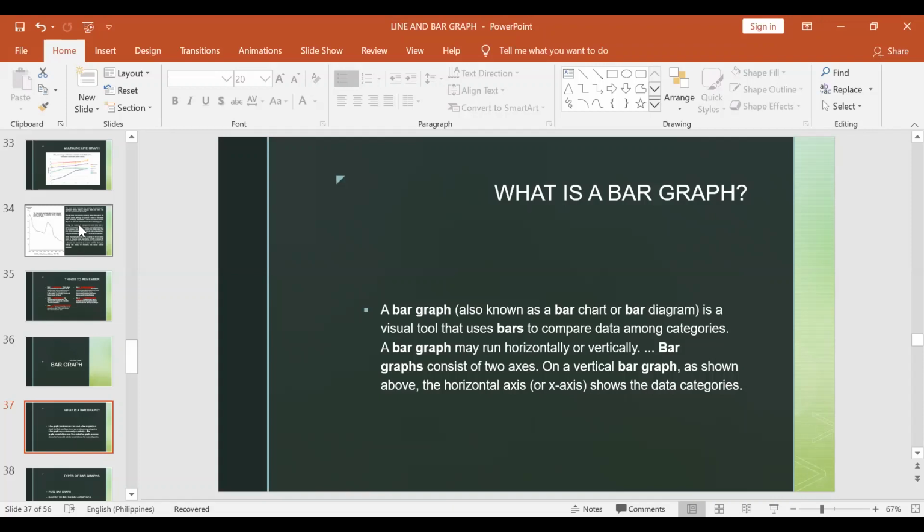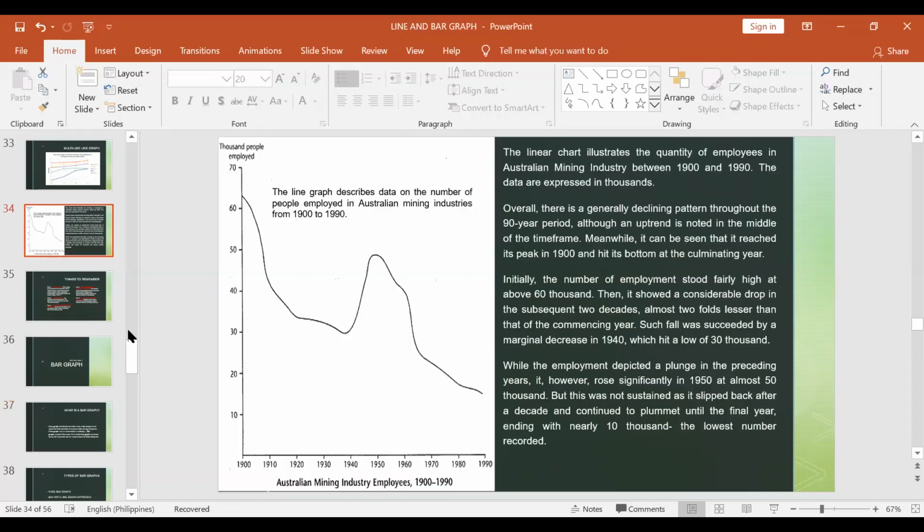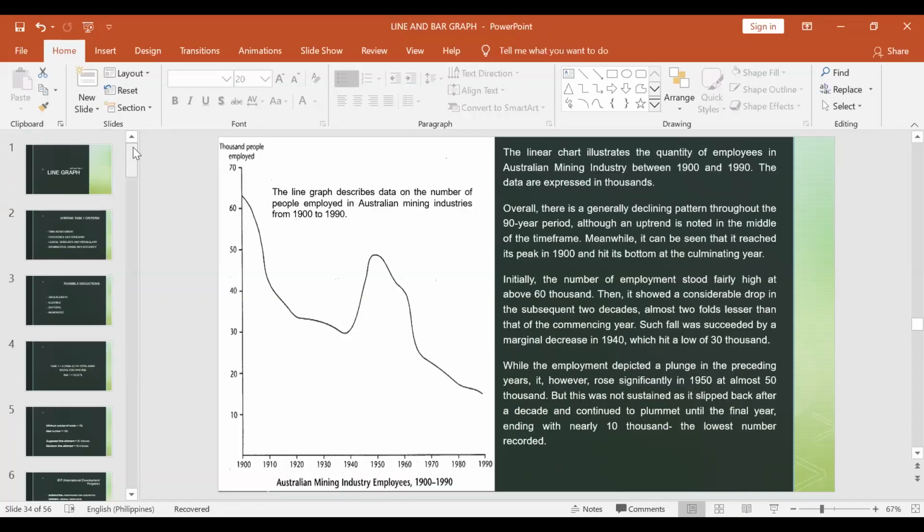But the task 2, it's also advantageous because it is twice as much as your task 1, but it's quite dangerous, especially if your task 2 is not good. It will really pull down your total band score for the writing. But in your actual exam, please answer your task 2 first. Before you write your task 1, write first your task 2 because that is 66.6%.